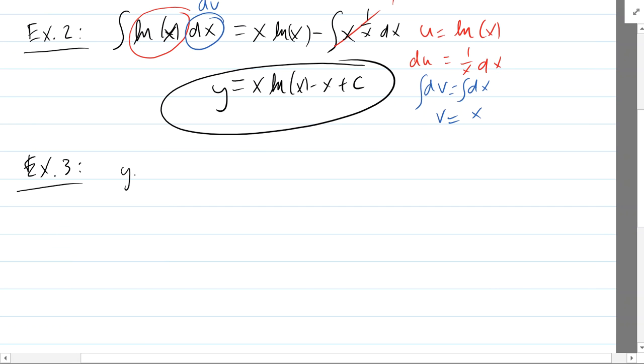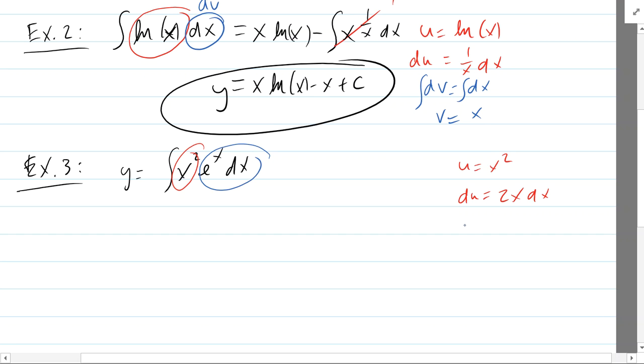We had y is equal to the integral of x squared e to the x dx, and we were supposed to integrate that. What you're going to choose is u. u equals x squared. So what's du equal? 2x dx. Oh, I see trouble, but let's keep going.